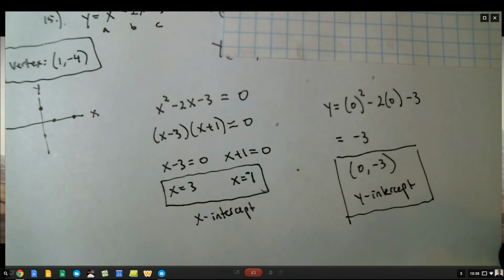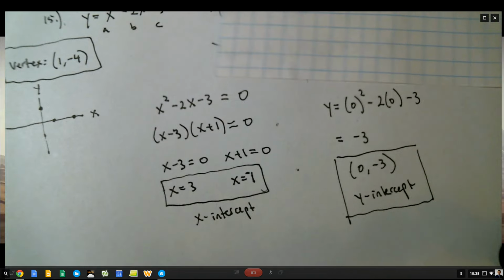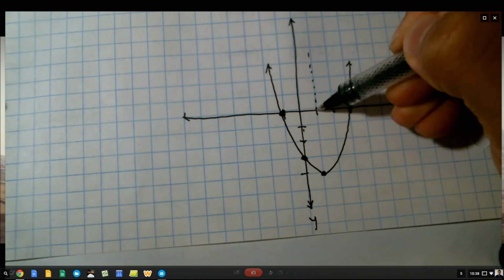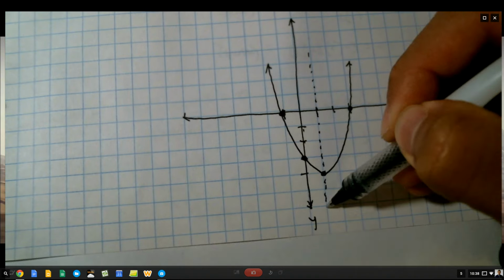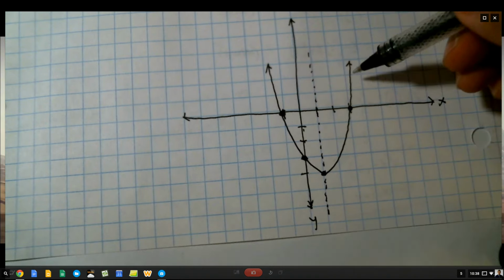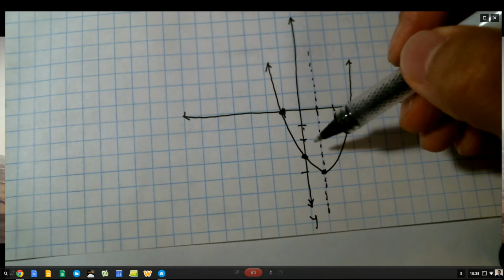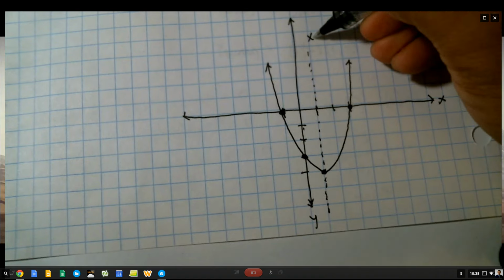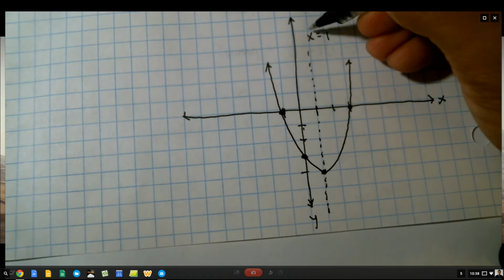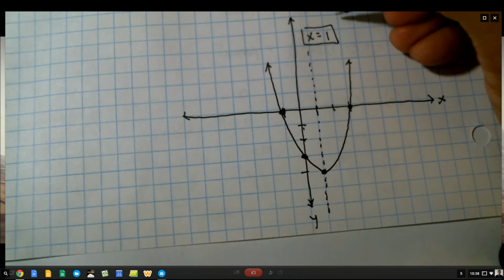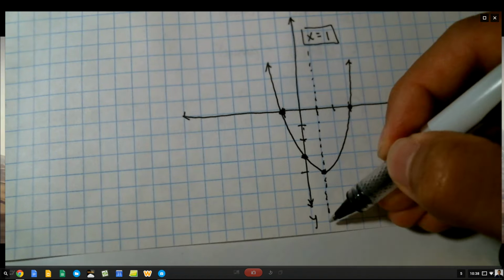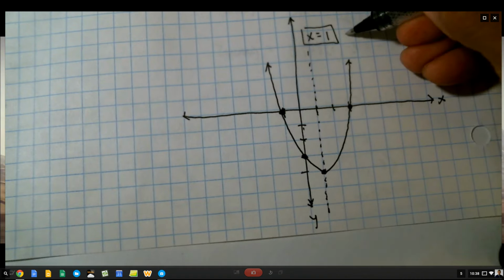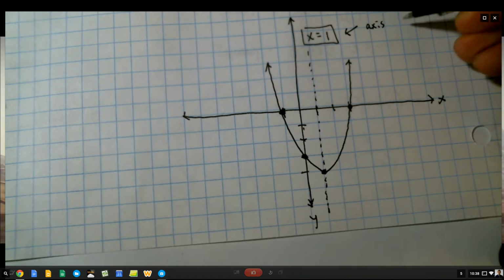What else do we need? Well, we need to know the axis of symmetry. Remember, that is the line that cuts this parabola in half, where the two halves are mirror images of each other. Notice that it's just the x component of the vertex, which is x equals 1. So if you graph x equals 1, that is this line. Boom. That cuts this parabola in half. So that is my axis of symmetry.